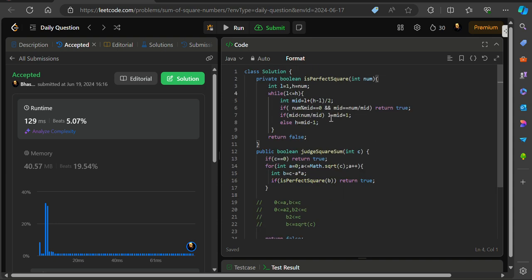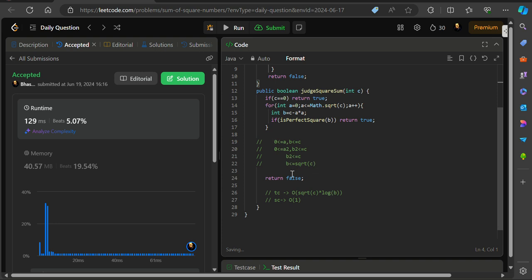It was an easy problem, but we needed to think a lot because we were asked to optimize a lot, since the outer loop cannot run from 0 to C. Instead, it will run from 0 to square root of C because of this. It is a bit mathematical, so it needed some understanding.